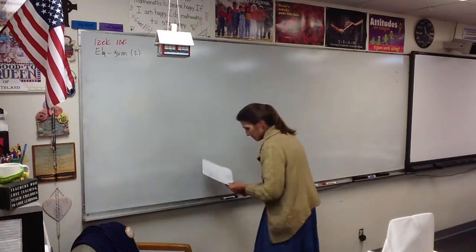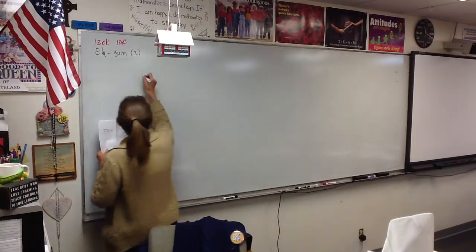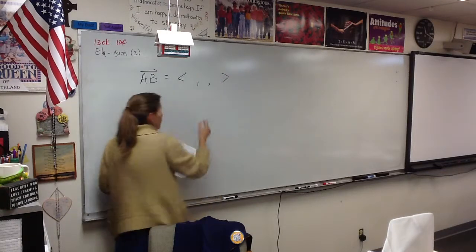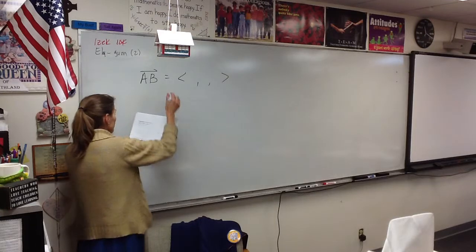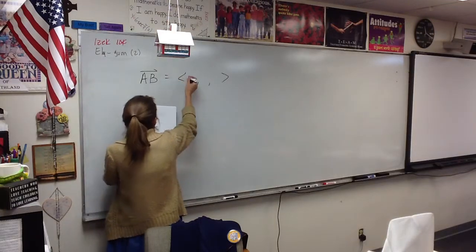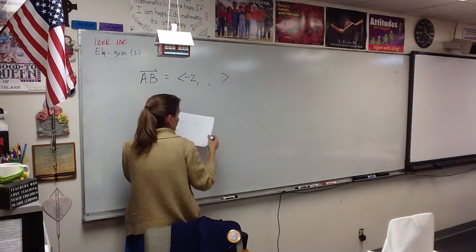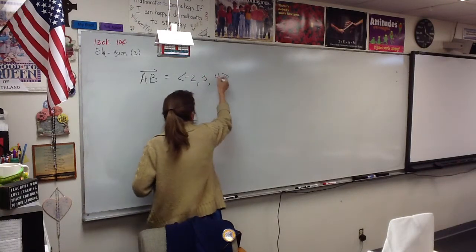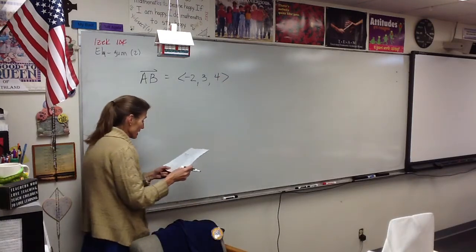Number 1A. What are the coordinates of vector AB? We're going from A to B. Look at the points. From A to B. What would be your coordinates? -2, 3, 4. There are the coordinates of the vector from A to B.